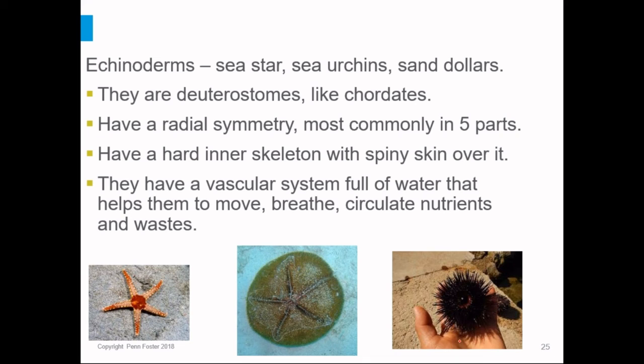They're also deuterostomes. Echinoderms have radial symmetry, mostly in 5 parts. They have a hard inner skeleton with spiny skin over it, and they have a vascular system full of water that helps them to move and breathe and circulate nutrients and wastes.